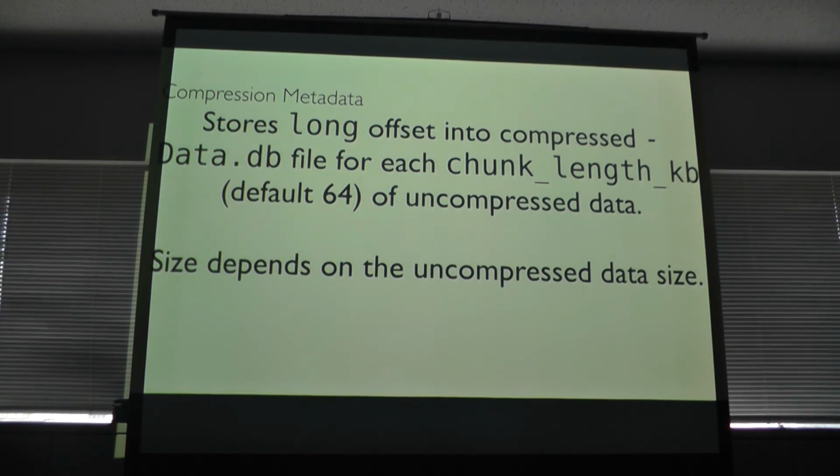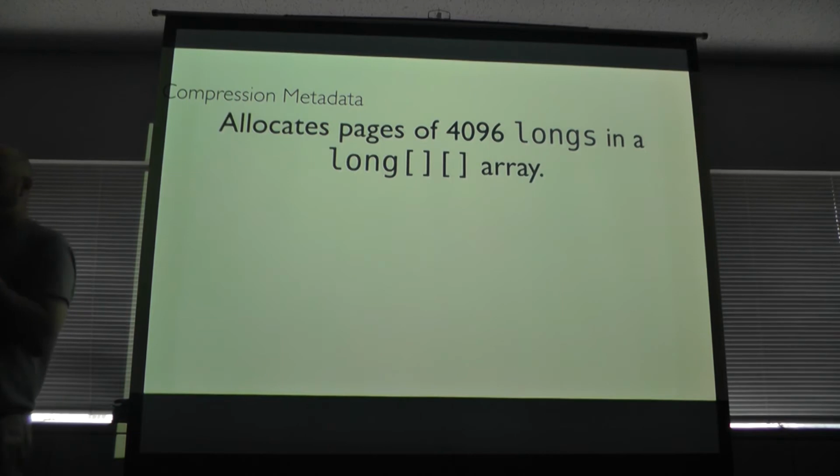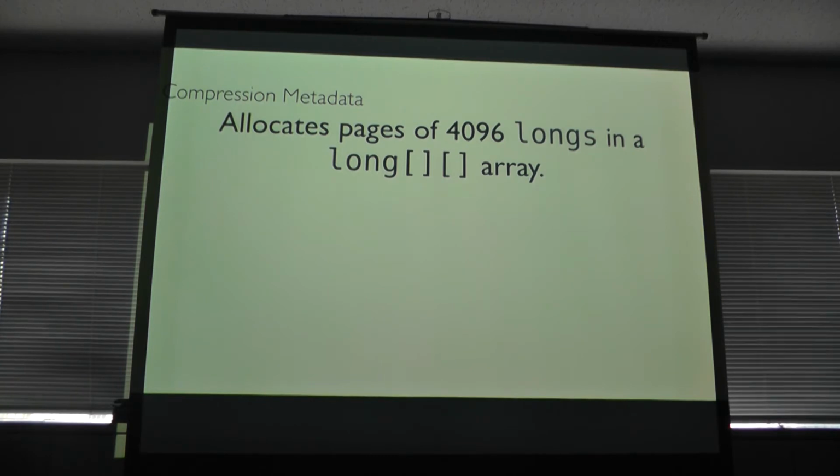So the size of the compression metadata depends on the size of the uncompressed data. We have more data on the node, we end up with more compression metadata. Just like the bloom filters, this was implemented in a two-dimensional array of longs that were allocated and held in the JVM.